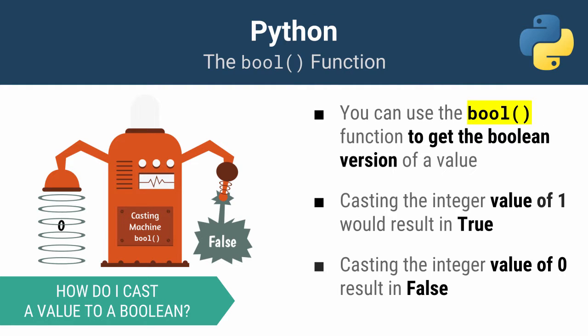We spoke previously about the importance of booleans. If you need to cast a value, like a 1 or a 0, to a boolean data type, you can use the bool function. Remember, booleans are the data types that represent on-off, yes-no, true-false, and 1-0 data. So if you were to cast a 1 to a boolean, it would result in True, capital T. If you were to cast a 0 to a boolean, it would result in False, capital F.